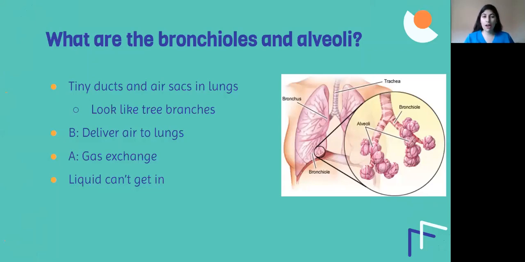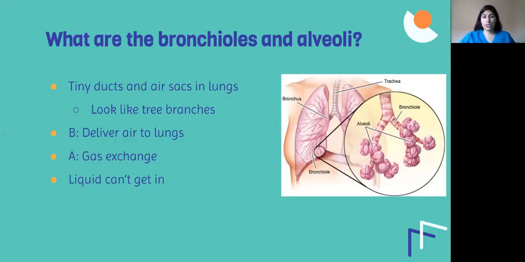And I know these are all a mouthful, so don't worry. You don't have to really know these too well, but I did want to mention them to you. So those tiny ducts are the bronchioles, and those are basically delivering air to your lungs. And then the alveoli, which are those little air sacs, are the ones that are doing gas exchange, which is when you're breathing air in and taking the carbon dioxide out. So that's all happening in those tiny, tiny little sacs.